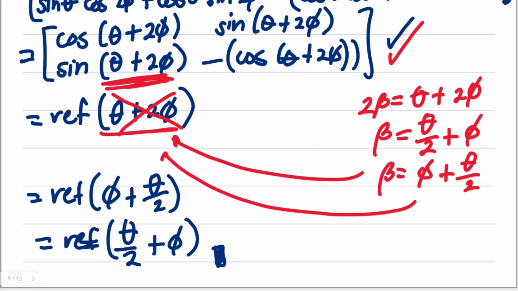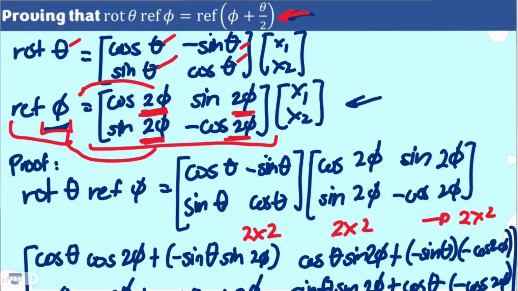So in short, the next time you're asked to identify the product of a rotation of a certain angle and its reflection, you can simply use this identity, just the reflection itself of the phi angle, and add it to the half of your theta, the angle original for your rotation.